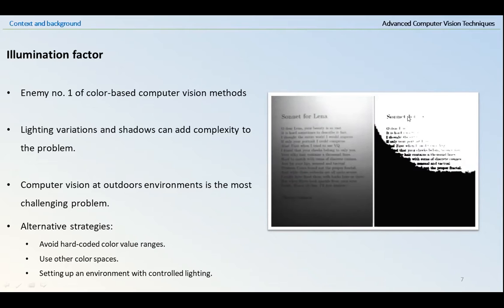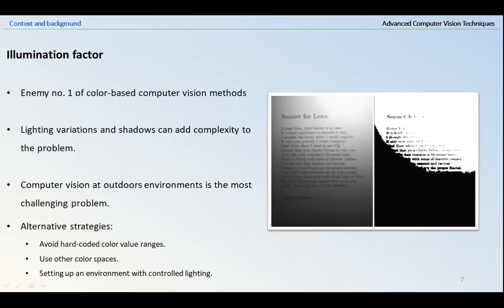It's basically for the computer, this white area is a page, and the rest of the black area is something else. But for us, we still identify the whole image as a page. So that's why it's challenging if we cannot control the lighting conditions.